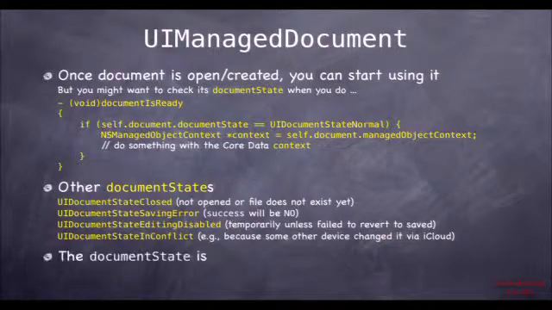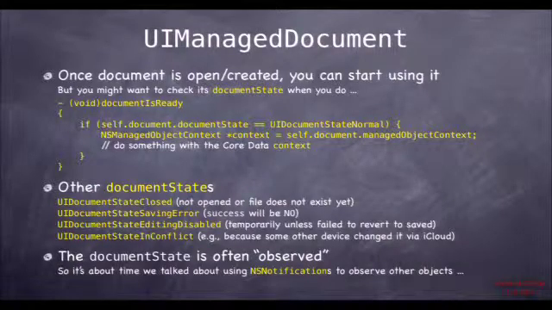All right. The document state is often observed, okay, meaning there is a way in iOS to say, tell me when this document state changes, like tell me when it goes from closed to normal, for example, because then I'm going to go do something. Or tell me when a conflict arises so that I can immediately try and resolve the conflict or whatever.